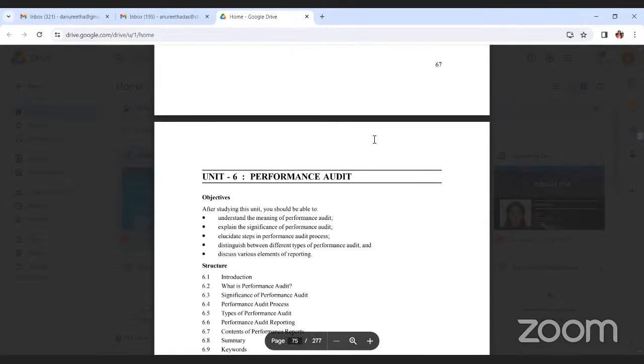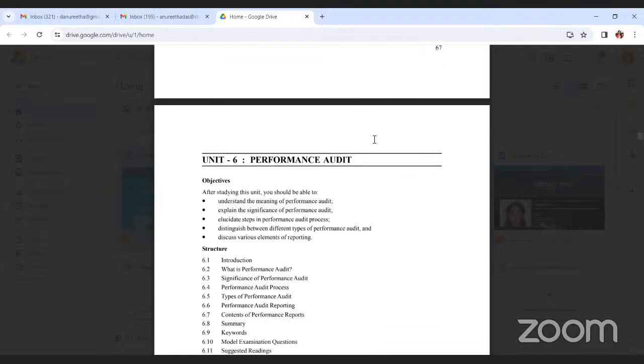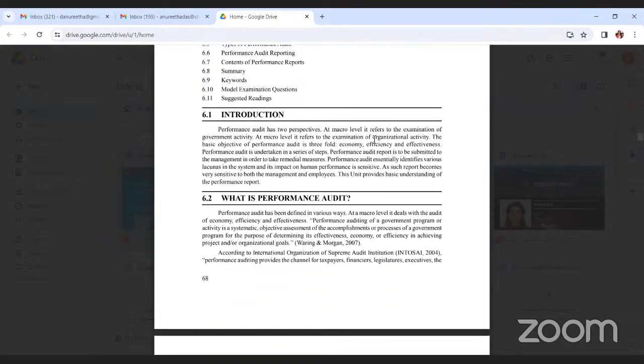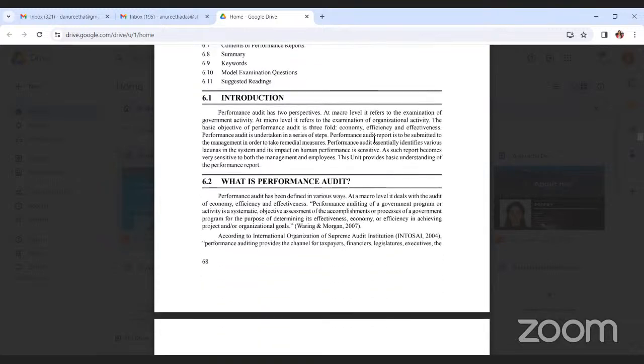So we have known about what is productivity. Next, we will do a little bit of performance audit. Now, performance audit has two perspectives. At macro level, it refers to the examination of government activity. At micro level, it refers to the examination of organizational activity. The basic objective of performance audit is threefold. There is the economy, efficiency, and effectiveness.